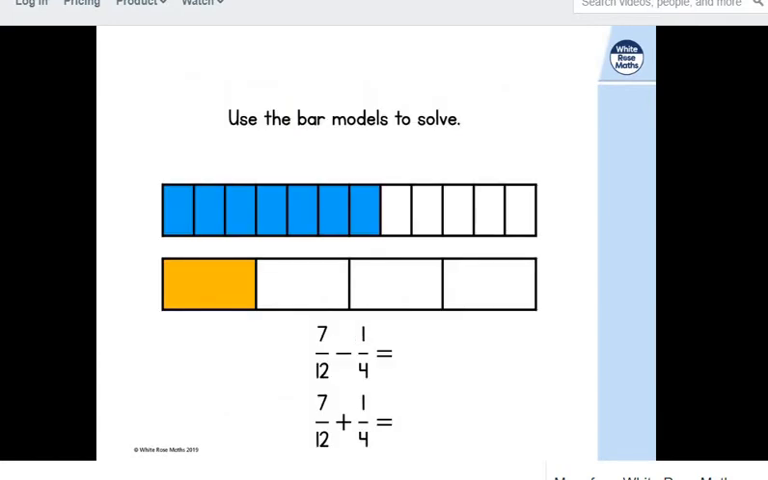So can you use the bar model to solve these then? 7/12 subtract 1/4, and 7/12 add 1/4. Pause the video, have a go for yourself first.